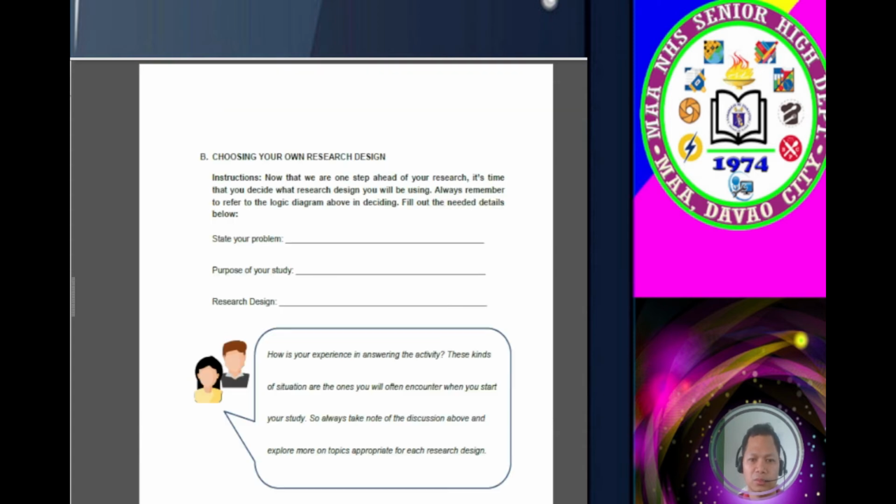So here is another activity. Review your chapter 1. Write here your statement of the problem and your purpose of study. Then right here, what could be your research design for your study? I hope it is clear to you. So go back to chapter 1, review your paper and your group activities, or group project. Then answer this part.